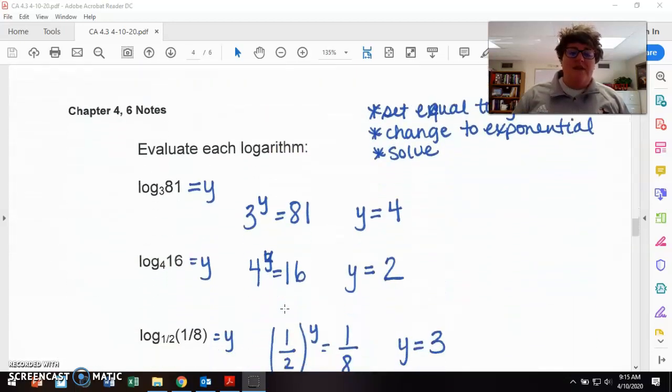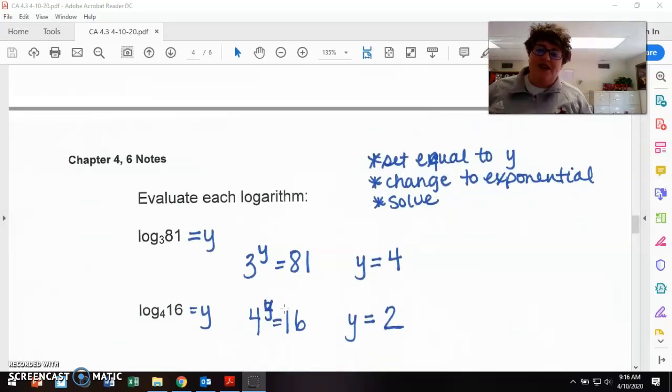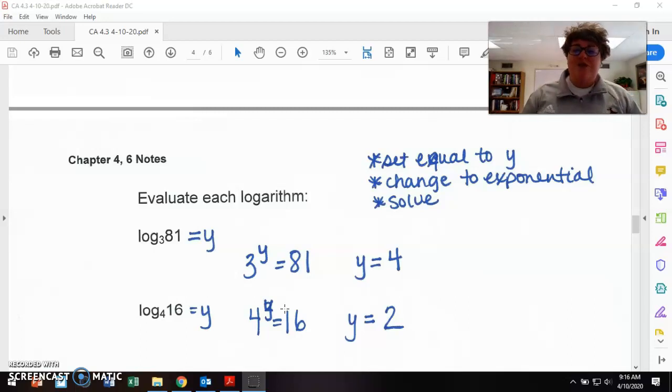Okay, so we can also evaluate these by hand, without using our calculators. We won't use our calculators until we get into section 4 and 5. So we're just evaluating these by hand, not using any calculator functions at this point. First of all, to evaluate each logarithm, you want to set it equal to y, change to an exponential, and then solve it by thinking about what that number to what power gets me the second one.